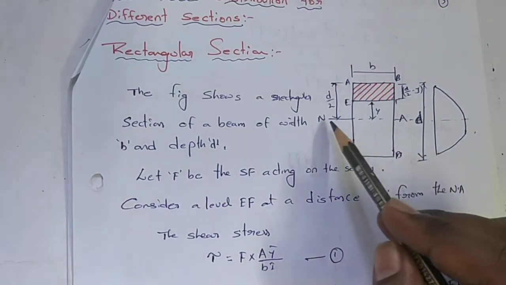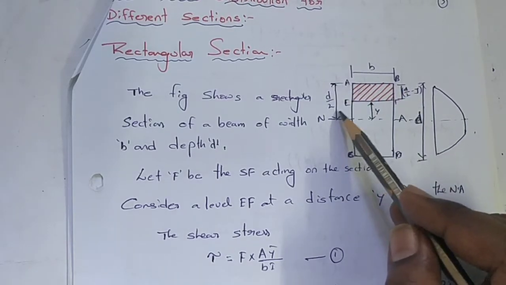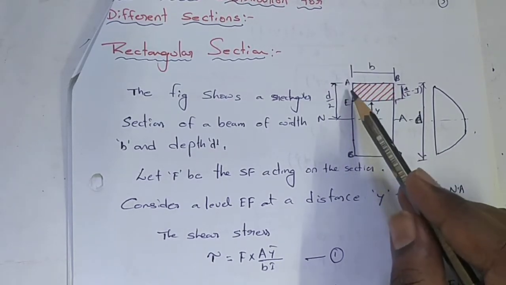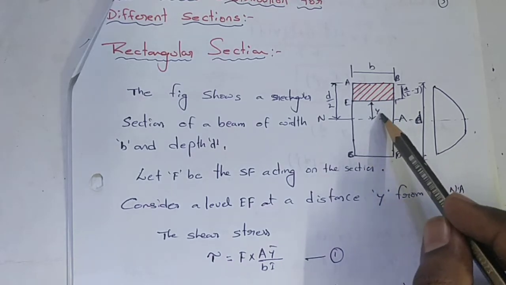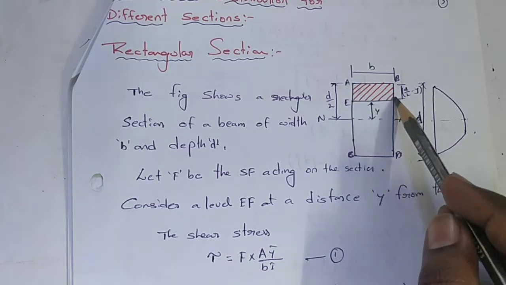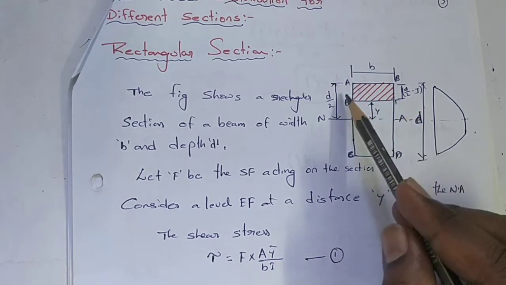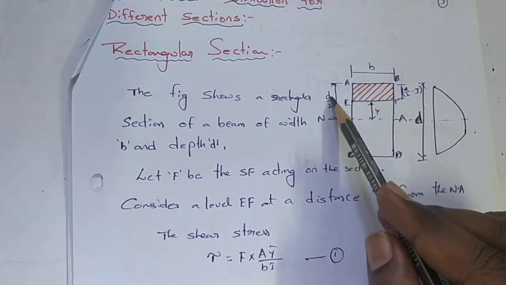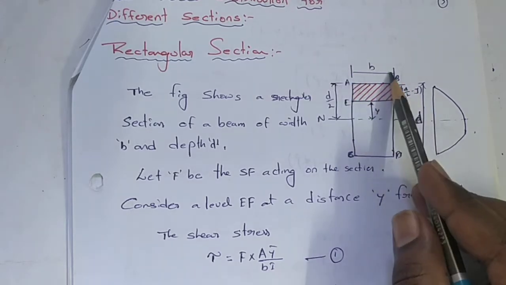The distance from neutral axis to the topmost layer is D by 2, and we consider an area ABEF above the neutral axis at a distance of Y from neutral axis. The depth of this section, from the neutral axis to the top, is D by 2, so D by 2 minus Y is the height, and width is B.